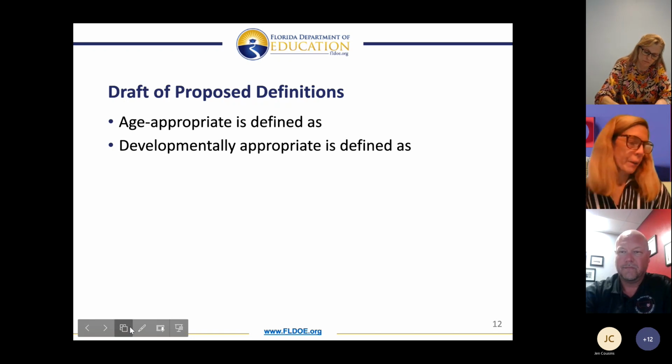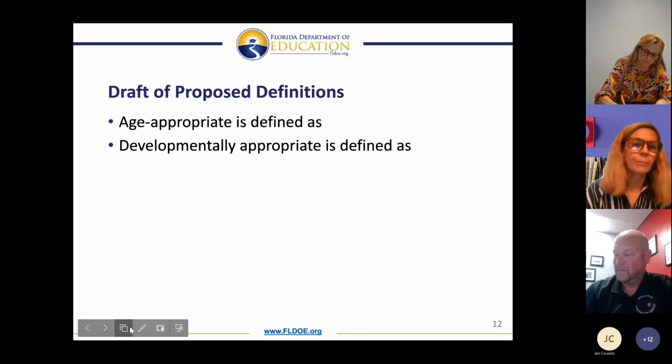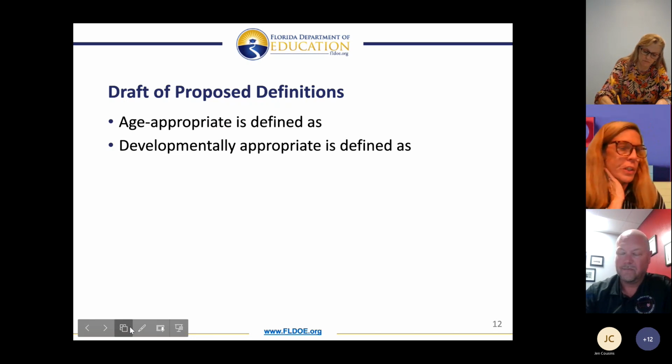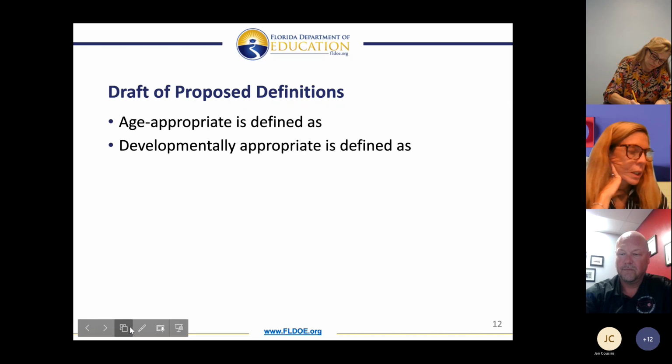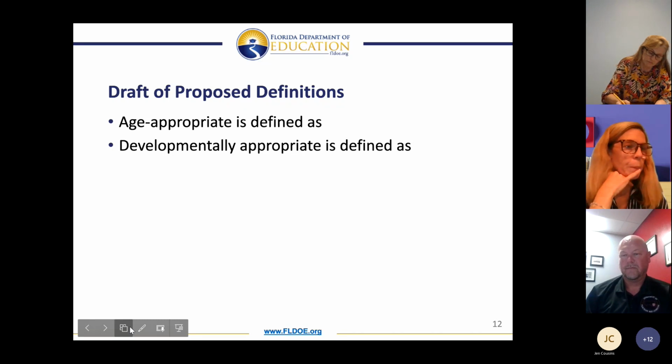So this is Kelly Brower from Marion. I did do some outside research. I was able to find a definition that uses an or for age appropriate or developmentally appropriate from Oregon. And I'll just read it. It's only a few sentences.